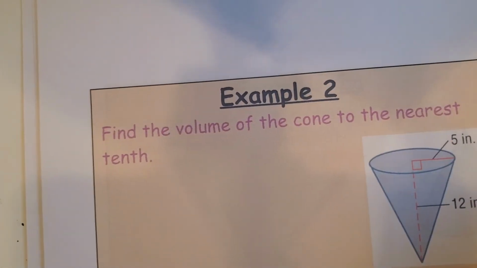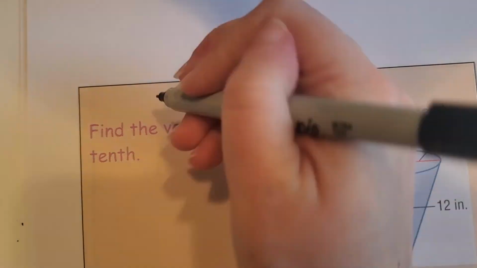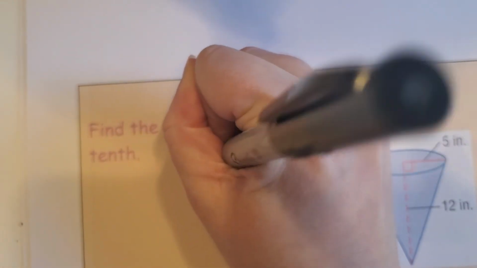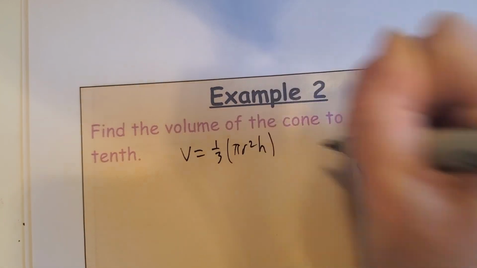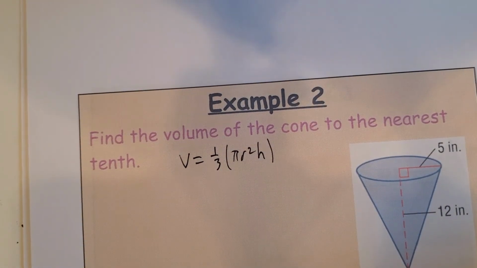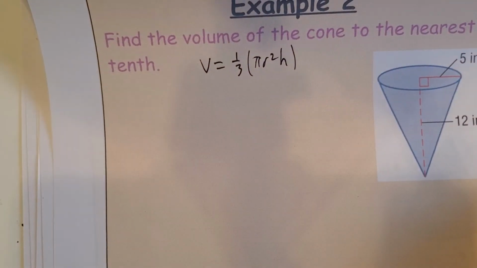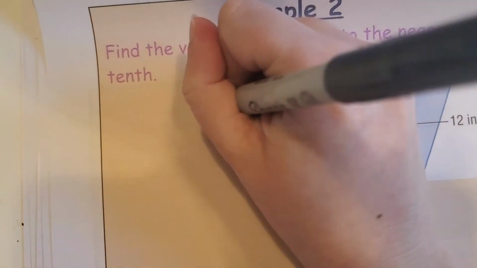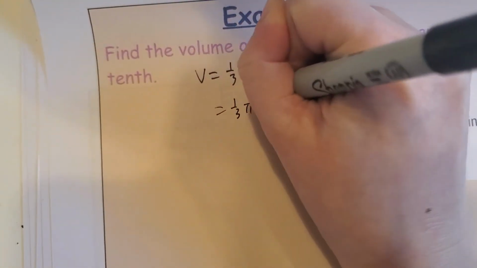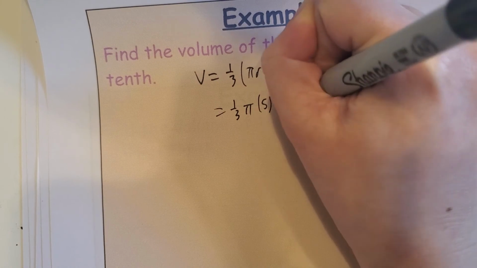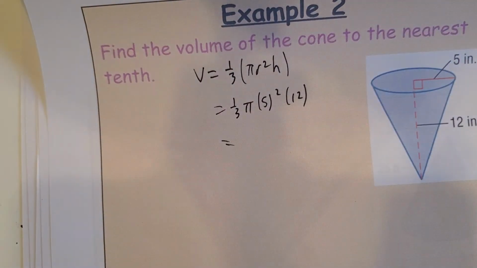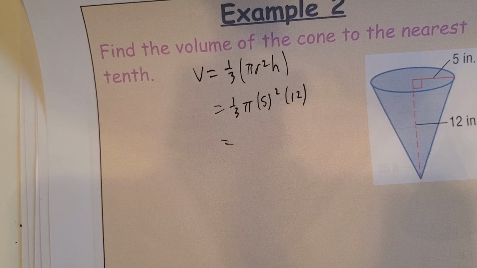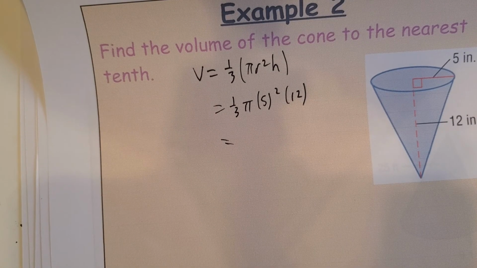So, super basic. The volume is 1/3 times pi r squared times the height. I don't know why I put parentheses around that. I think I was getting a little bit ahead of myself. 1/3 pi times 5 squared times 12. And we'll do both exact and rounded since it says to the nearest tenth.